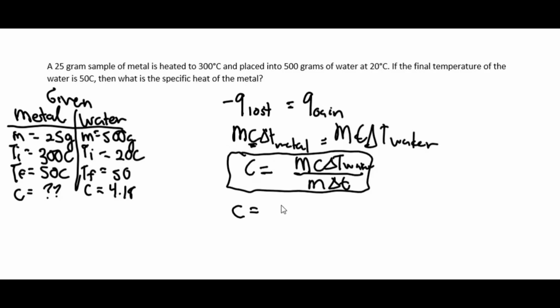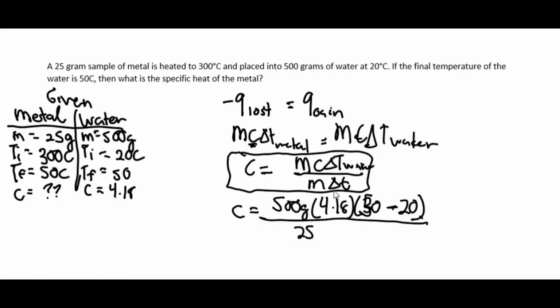So what's the mass of the water? 500 grams. What's the specific heat of water? 4.18. What's the final temperature? 300. Oh, sorry, 50 is the final temperature, and the initial temperature is 20. Now that we have that, what's the mass of the metal? That's 25. And the change of temperature, so the final is 50 and the initial is 300.